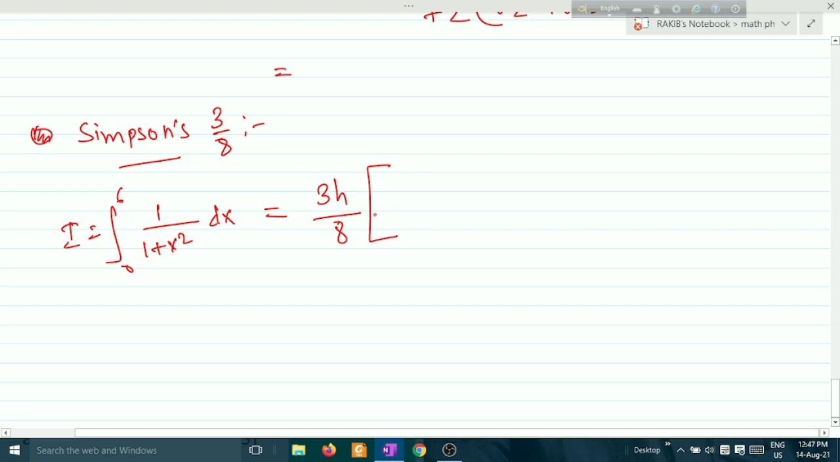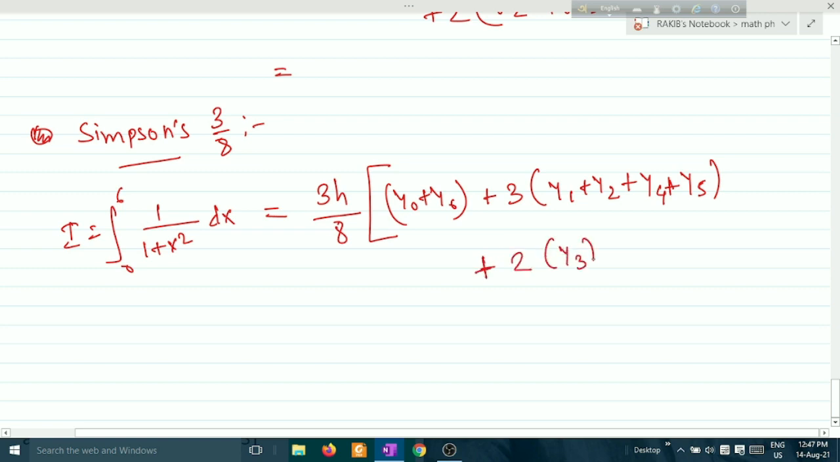Our 3 by 8 rule is given as y0 plus y6, plus 3 into y1 plus y2, omitting y3, and writing y4 plus y5, and here it will be 2 times y3, because these are the terms which are not multiples of y3. So I am omitting this here and putting this here. So this is the solution, I think.